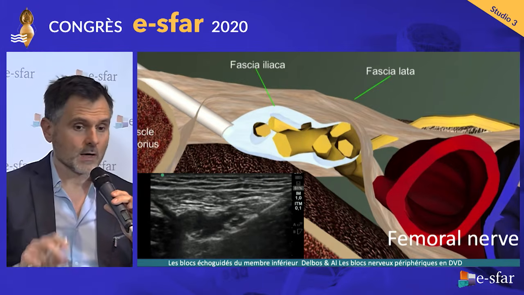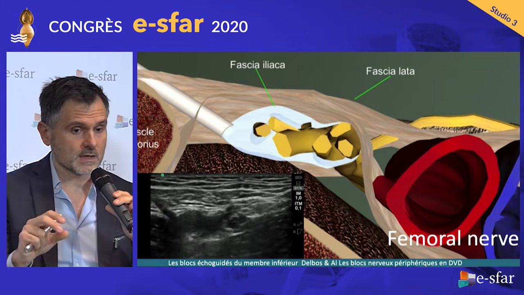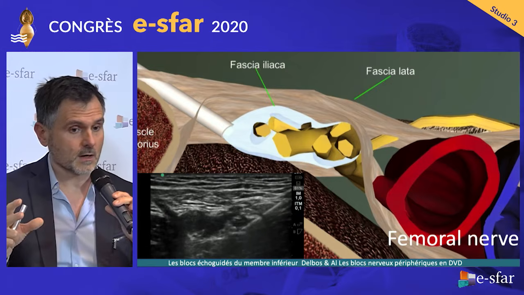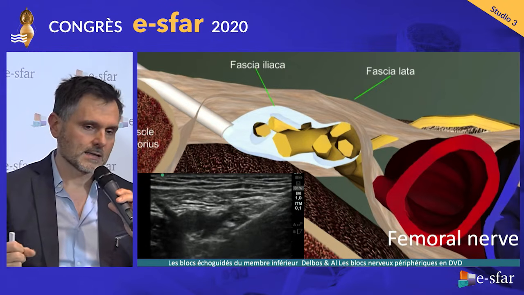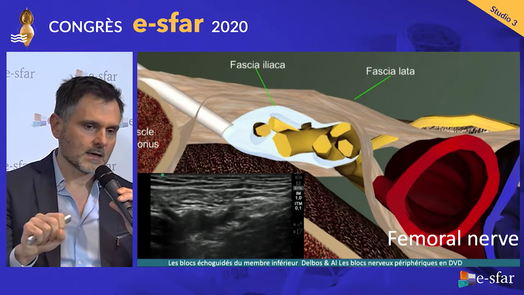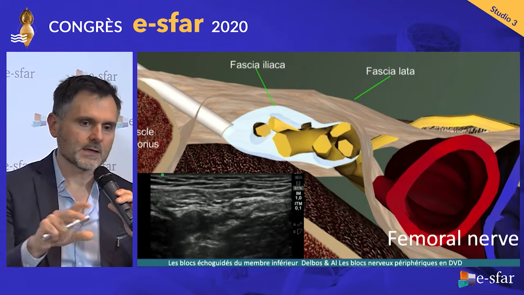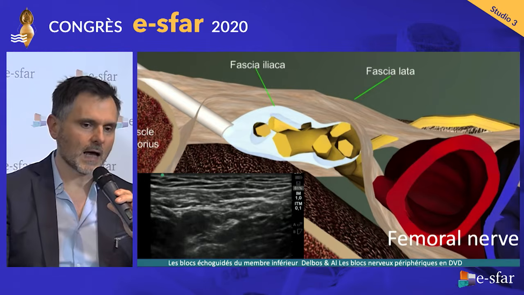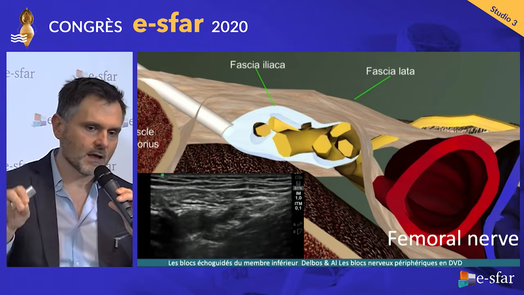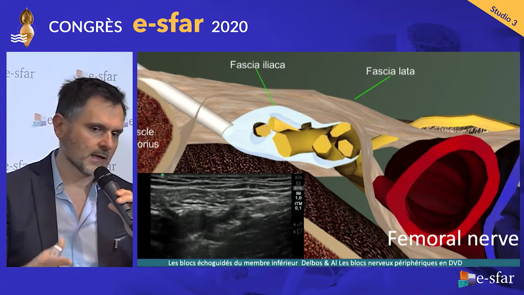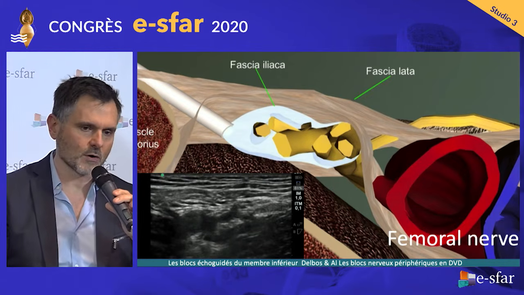If the local anesthetic goes on top of the artery, it is the wrong injection. We can see that the femoral nerve is constituted by different nerves. So when we inject the local anesthetic, it separates all these nerves, and we will have an image with different nerves inside the local anesthetic spread. It is a normal image after a femoral nerve block.